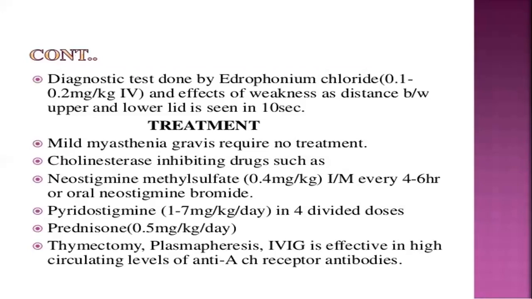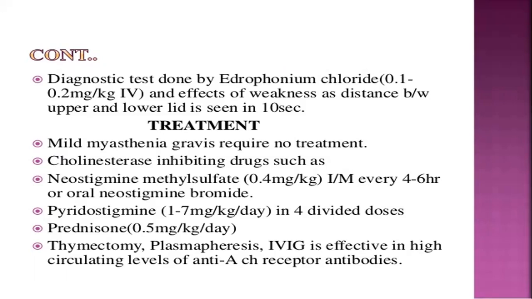Myasthenia Gravis mild cases require no treatment. Debilitating conditions should be treated with cholinesterase inhibiting drugs such as neostigmine, pyridostigmine, prednisolone in case of autoimmune causes of destruction of acetylcholine receptors. Thymectomy or plasmapheresis with immunoglobulin G is effective in high circulating levels of anti-acetylcholine receptor antibodies.